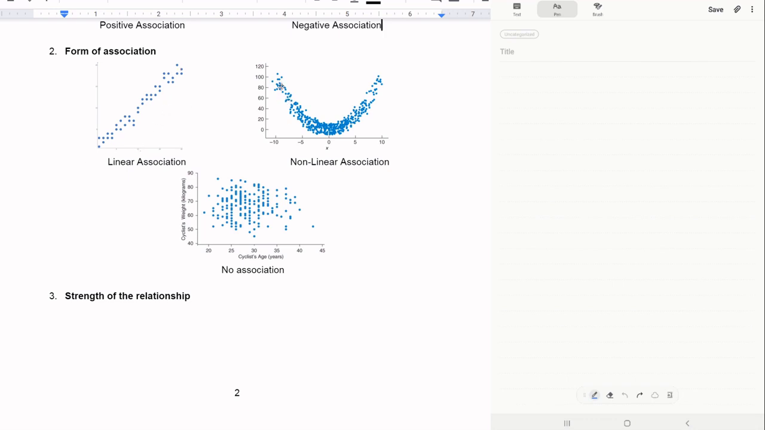We can also have nonlinear association. So this is an example of a quadratic association. Sometimes you might see exponential or logarithmic associations. So these are nonlinear associations. Or we can have no association. So there's really no overall pattern among the scatter plot.